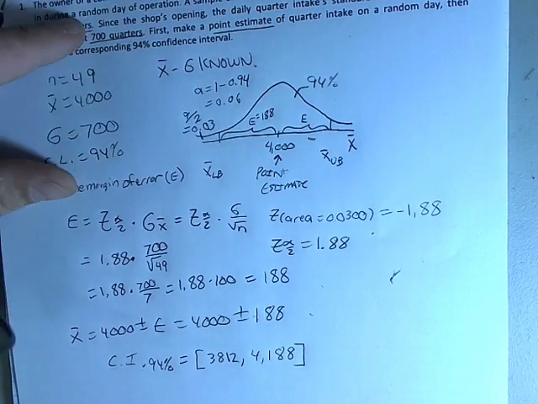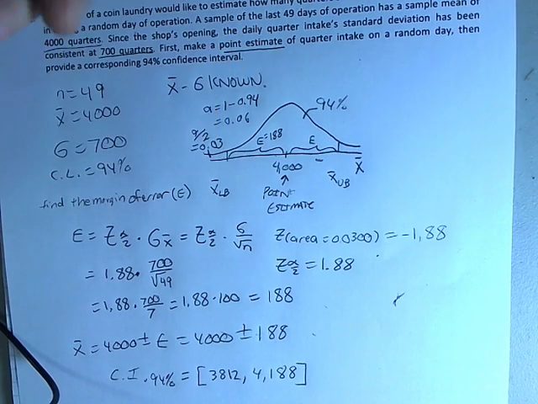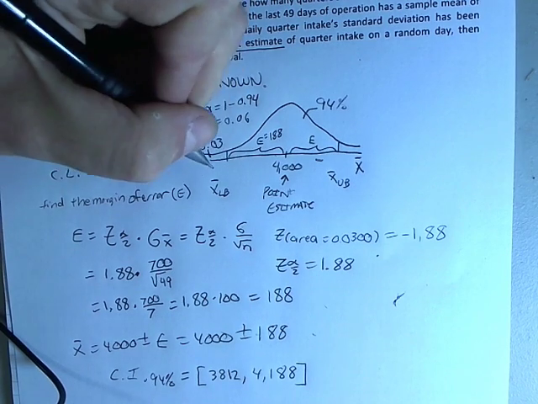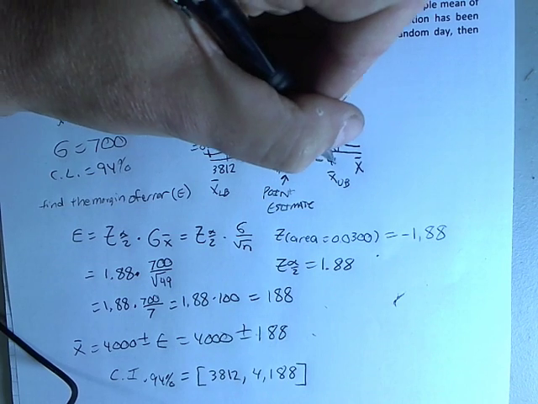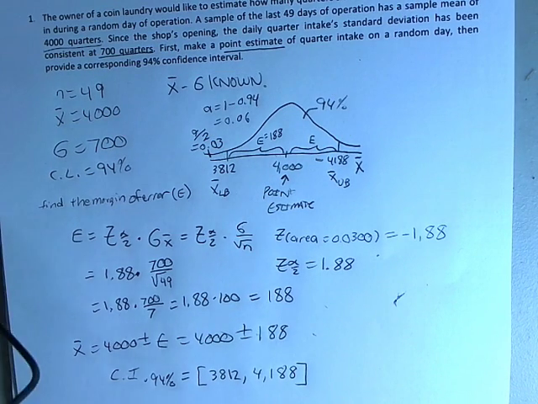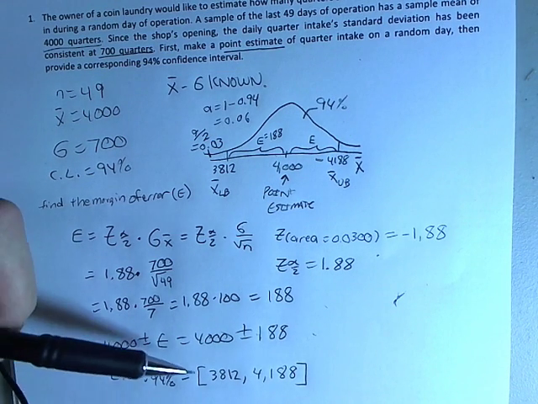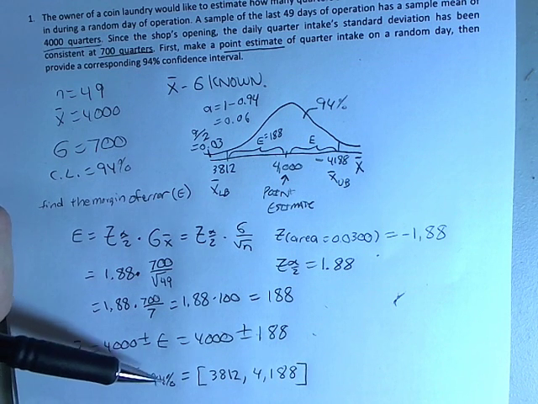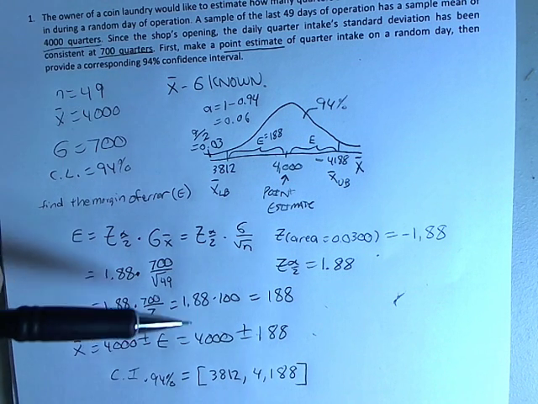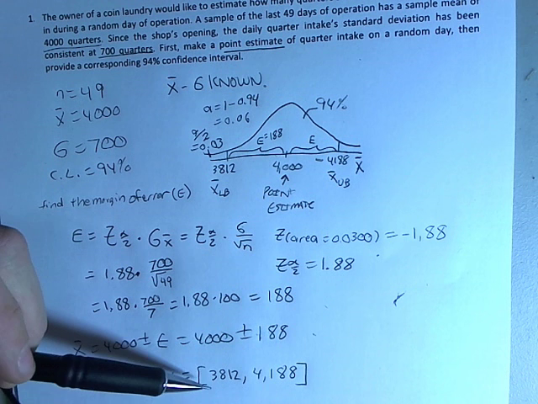4,188. So let's refer back up to our sketch of this distribution, and we'll just go ahead and jot down these numbers here now that we know them. And we can now make the statement that with 94% confidence, the laundromat's expected daily intakes of quarters will fall between 3,812 and 4,188.